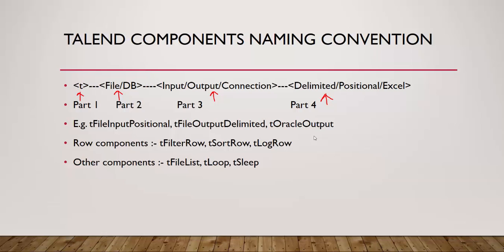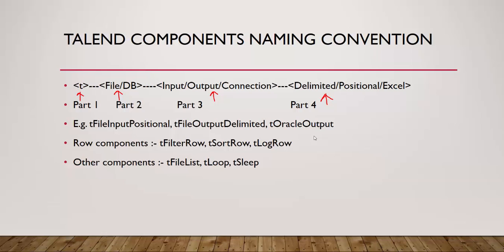The fourth part of the component name is primarily used by file-related components. Here, this part tells you the type of file you want to read. For example, if you want to read data from a delimited file, then this part would be delimited. Thus, the full component name will be tFileInputDelimited. Similarly, if you want to read data from a positional file, then the component would be tFileInputPositional.